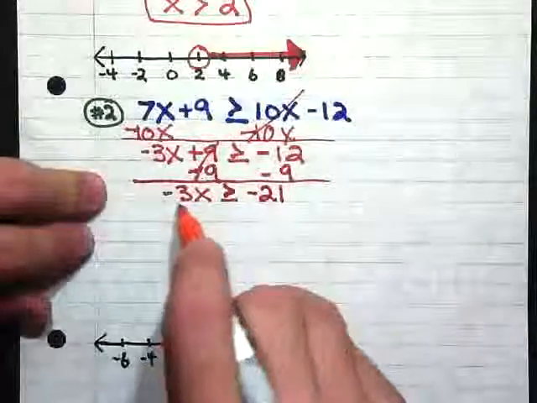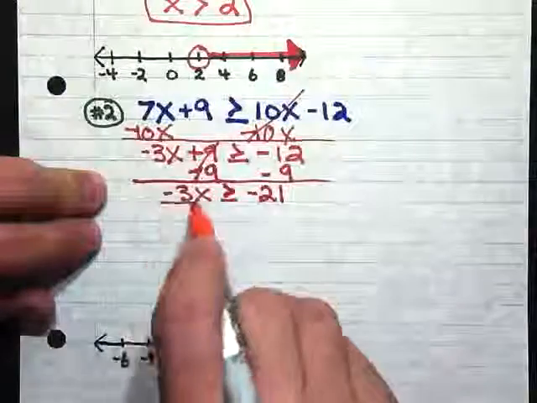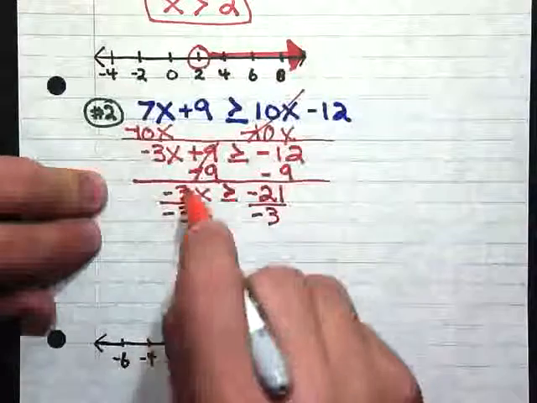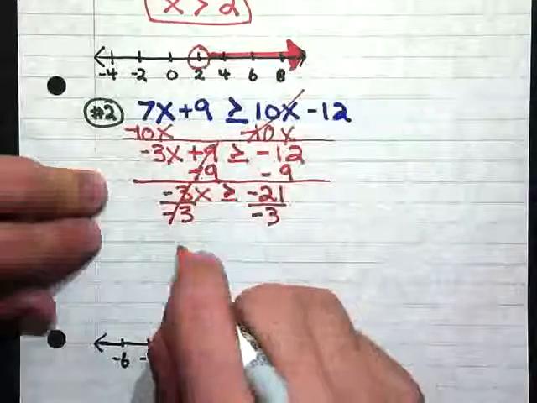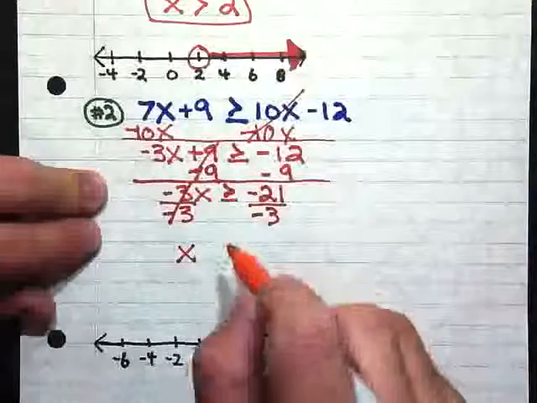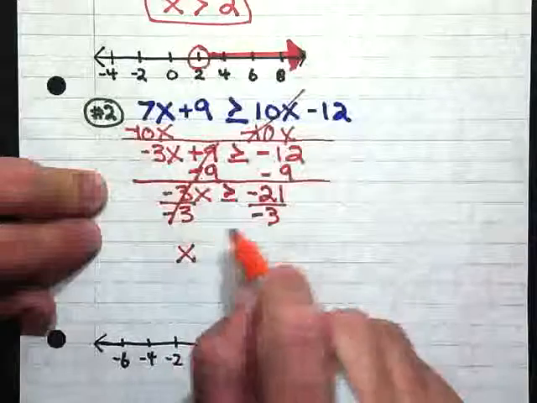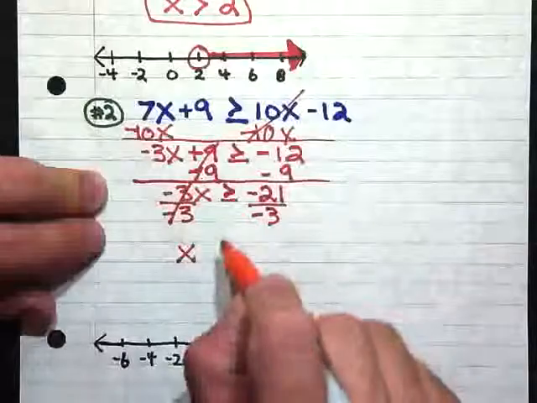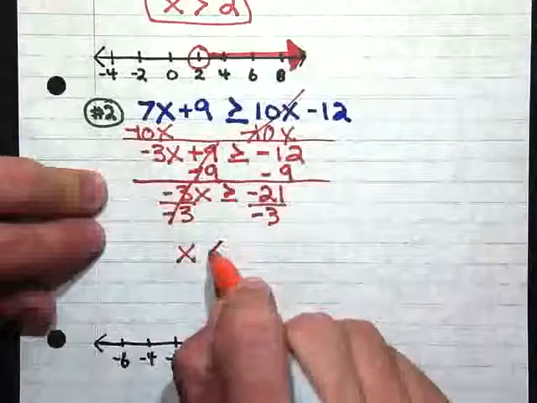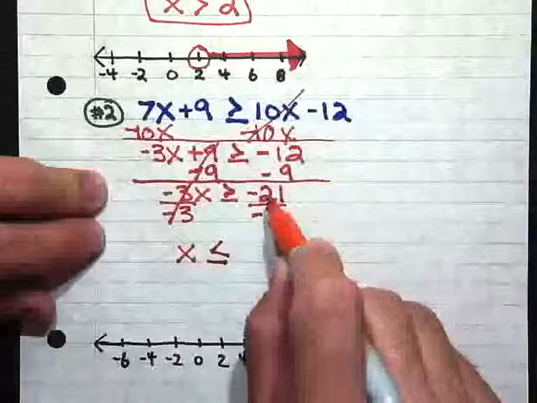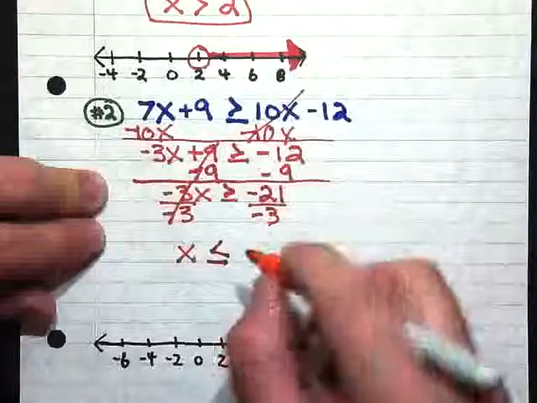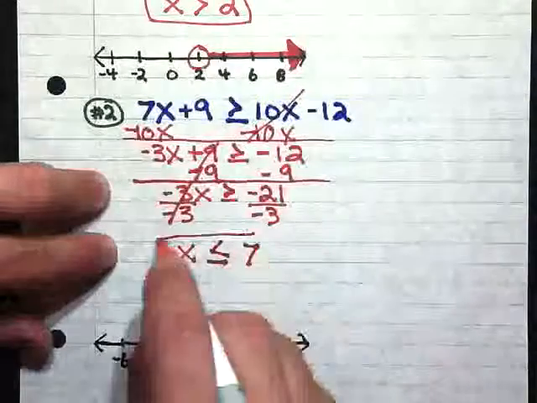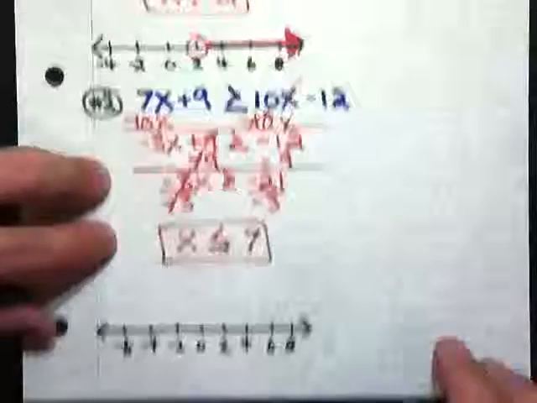And then in order to get rid of this negative 3, we now have to divide both sides by negative 3. When we do that, these negative 3's cancel out, leaving us with x. But here's where our rule comes into play. We just divided both sides by negative 3, so because we did that, we now have to flip our inequality. So it becomes less than or equal to negative 21 divided by negative 3, which gives us a positive 7. So we have our inequality solution.